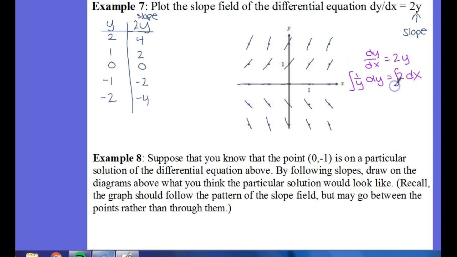So now when you antidifferentiate, what's the antiderivative of 1/y dy? The natural log. And then you get 2x plus c. If you didn't want the natural log on your y, what would you do? How do you get rid of an ln? E. This graph here represents e to the 2x plus c.